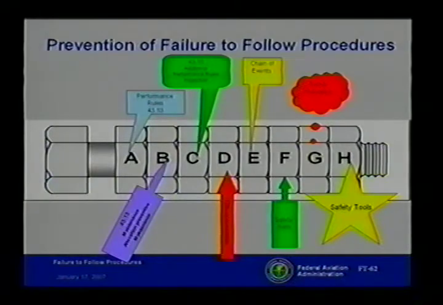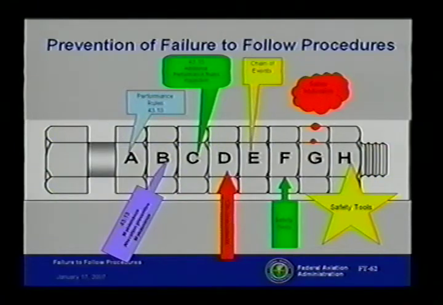Okay, right now we have prevention of the failure to follow procedures. We want to prevent failure to follow procedures. So nut A, performance rules, 43.13. 43.13 under nut B is a maintenance alteration, preventive maintenance. Nut C, 43.15, additional performance rules, where we get the inspections from. And then under nut D, we talked about the statistics. Chain of events under number E, safety nets under F, safety motivation under G, safety tools under H.